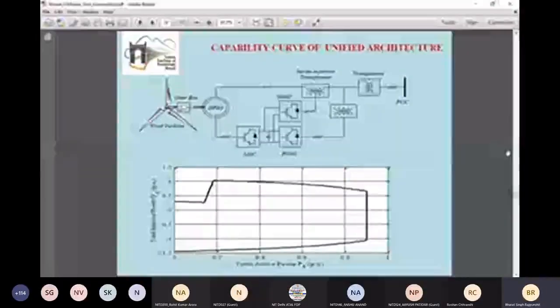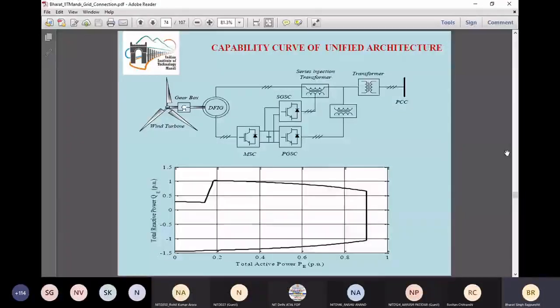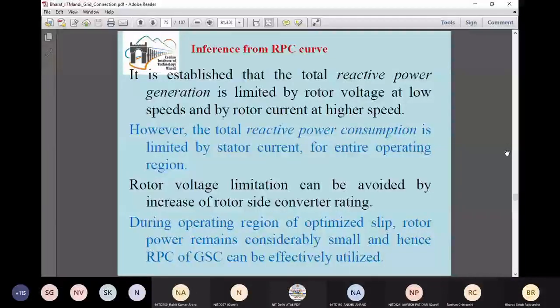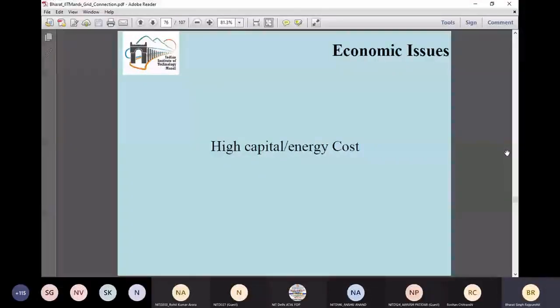So this particular capability curve is shown with a series grid side converter also, for a unified architecture. So similarly, we can see the capability is getting enhanced and enhanced, and this overall envelope of the capability curve is increased with more number of converters in the circuit. Fine. Next slide, please. Next slide, please. So this is the inference we are able to obtain when technical grid connection requirements need to be addressed, as well as to provide the capability curve as desired by the transmission system operators.